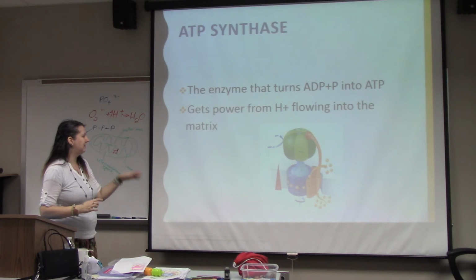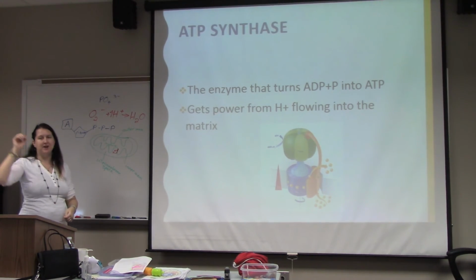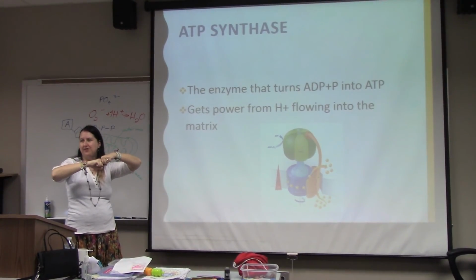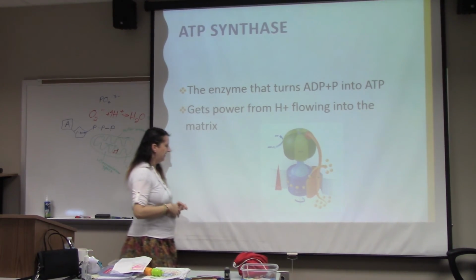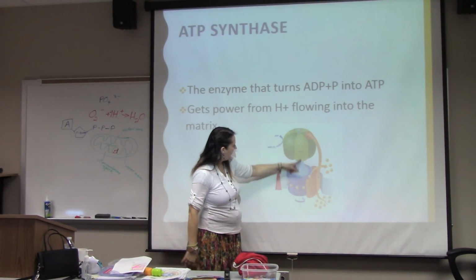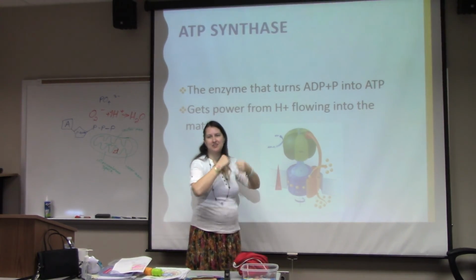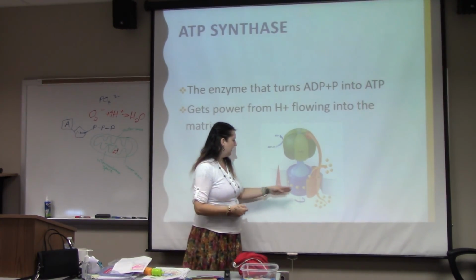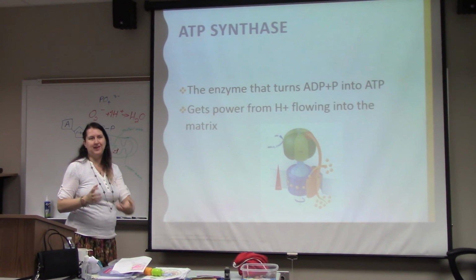ATP synthase is an enzyme that uses the energy from hydrogen flowing through it to jam that last phosphate onto ADP. And it's got a channel inside, and it's got kind of a wheel that the hydrogens turn as they go through, very much like a windmill. And that pushes the ADP and phosphate together.